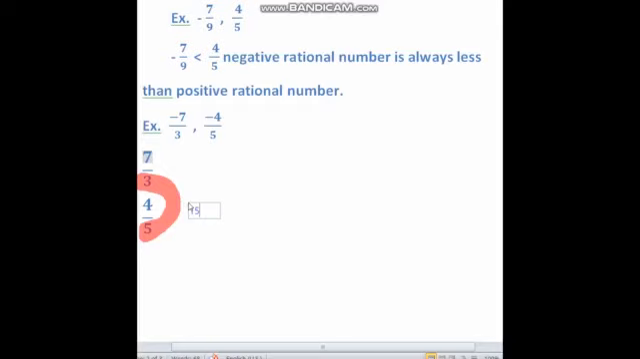Okay, so now that 15 will be our LCM for 3 as well as 5. This 15 would be the LCM for 3 as well as 5. Now let me do those equivalent fractions here.